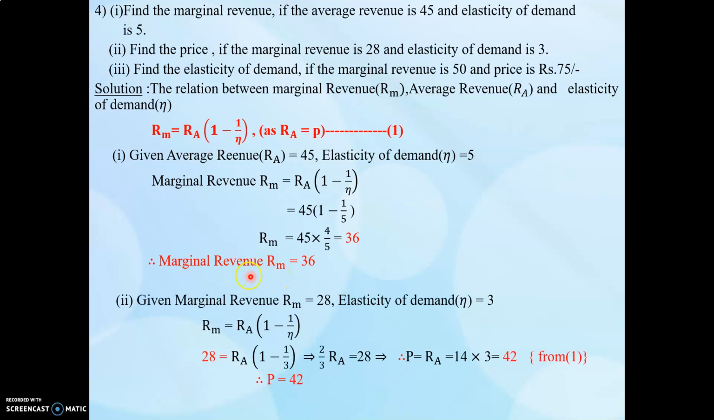In the second question, marginal revenue RM is equal to 28 and elasticity of demand is given as eta equal to 3. You have to find the value of price, that is RA. So RM is equal to RA into (1 minus 1 upon eta), you are using here. So 28 is equal to RA into (1 minus 1 upon 3), that's equal to 2 upon 3 RA. Solving, you are getting RA is equal to 14 into 3, that is 42. So the price here is 42.